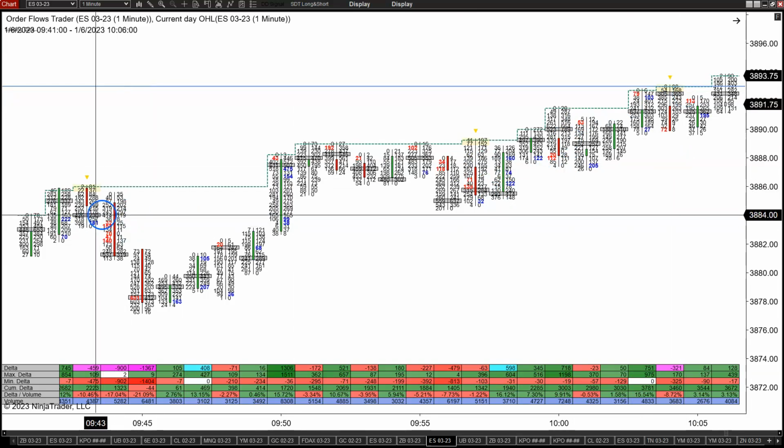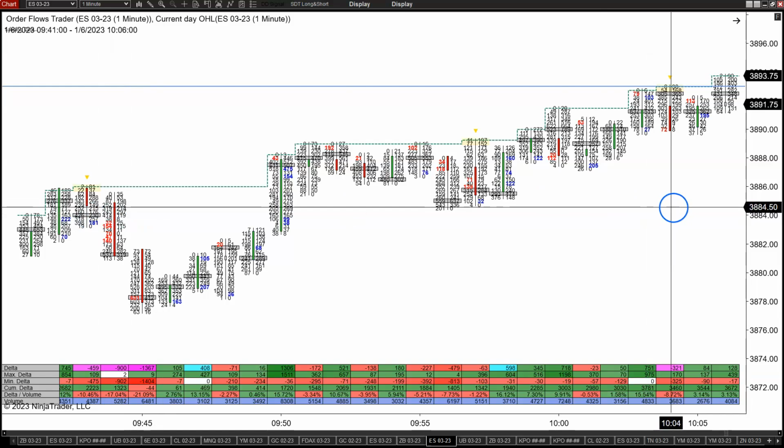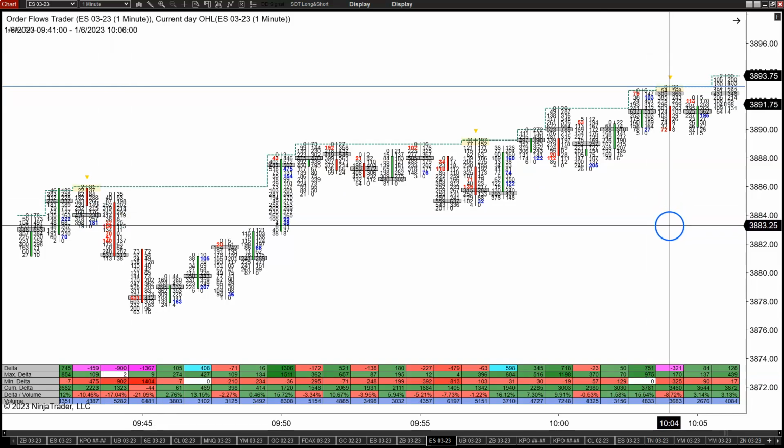This happened basically from 9:43 to 10:04, so about 20 minutes. In those 20 minutes, it rejected basically three highs of the day. And by rejected, what I mean is it's taken them out, meaning that these highs are not strong. So to me, there's probably going to be higher highs coming in.